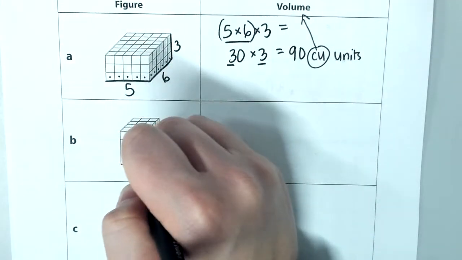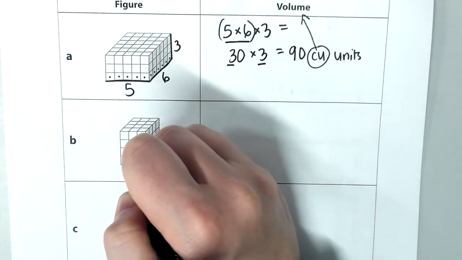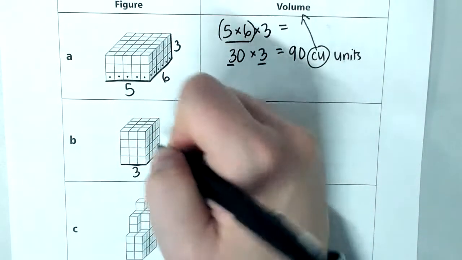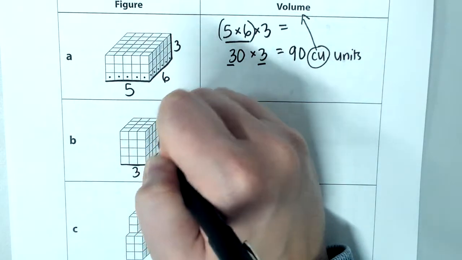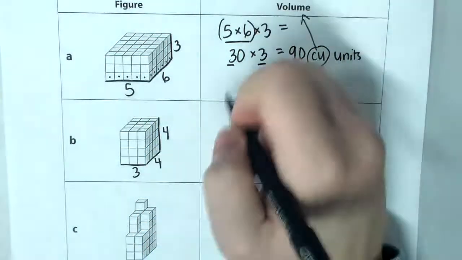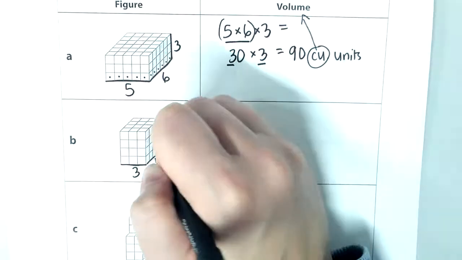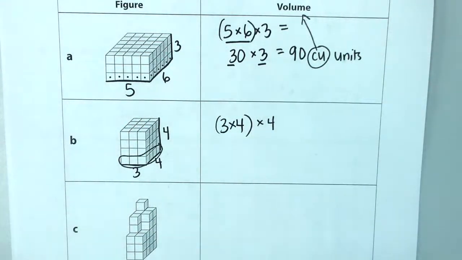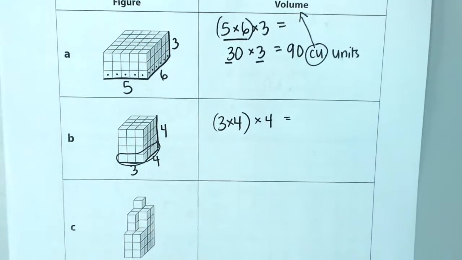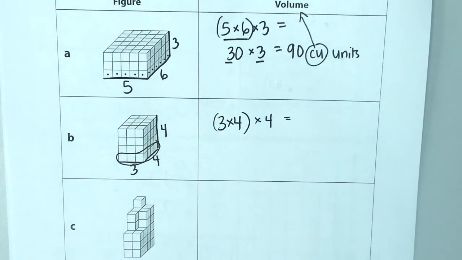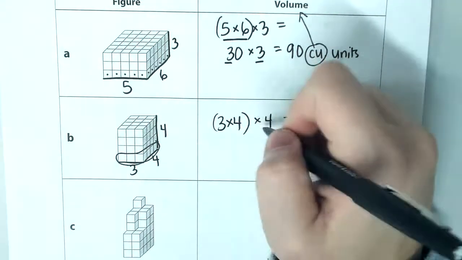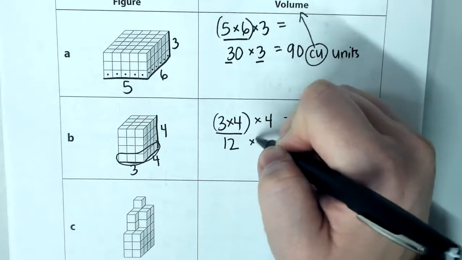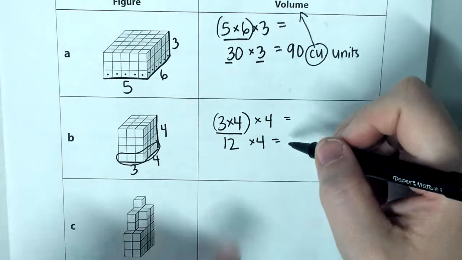What are my dimensions? What is it across the front? 3. What is it across the side? 4. How tall is it? 4. So my base, my bottom is 3 times 4 times 4 tall. Okay. I think I'm actually going to solve it the way it's written as well. 3 times 4 is 12. Now I need to take that times 4.